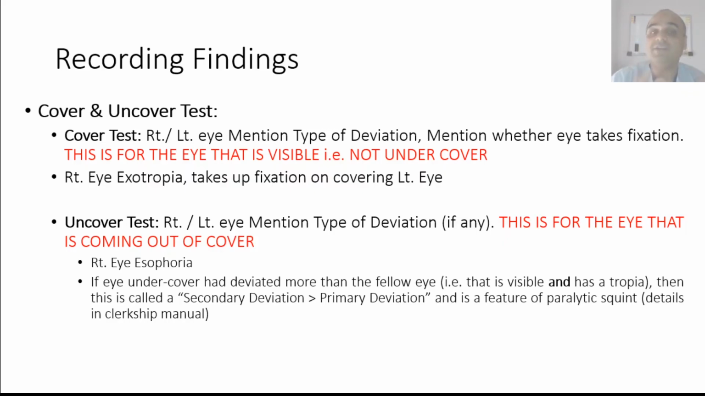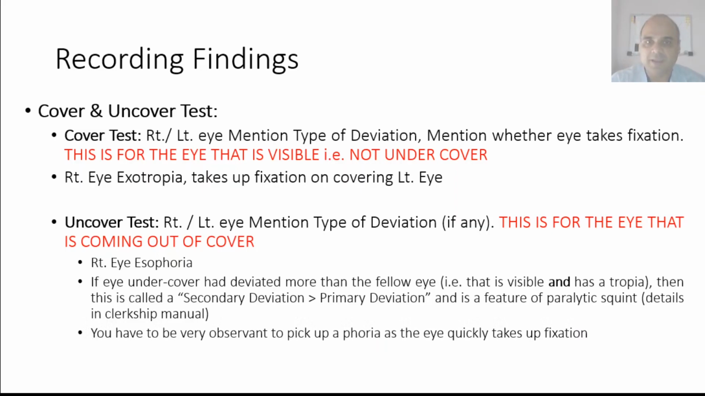So that's called a secondary deviation more than a primary deviation. Again, squint is challenging as an assessment of squint. And picking up phoria is really something that you need to be observant about, as we saw when we saw the video. So this is all about the cover and cover test.